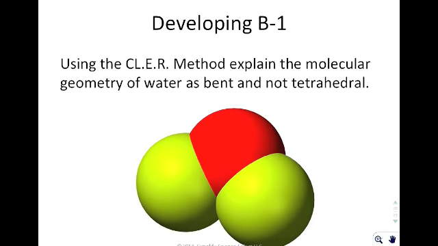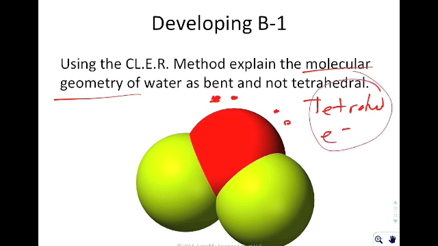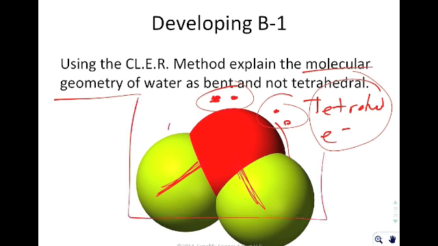It says use the clear method to explain why the geometry of water is bent and not tetrahedral. The reason why is we're referring to the molecular geometry. If you were referring to the electronic geometry of water, you would have these lone pairs right here, and you'd actually be right to call it tetrahedral. We're not interested in the electronic geometry. Instead, we're looking at the molecular geometry, which is only the 2 things that are connected to it. Even though these electrons are here and they're repelling it and they're the reason why it takes this shape, when we're looking at molecular geometry, we are only referring to the atoms that are present.